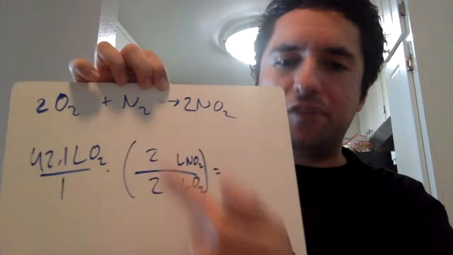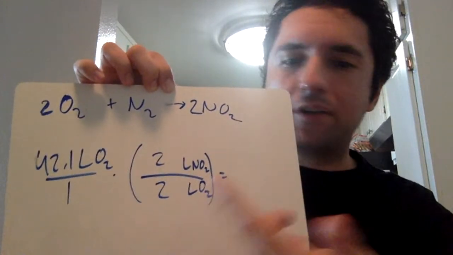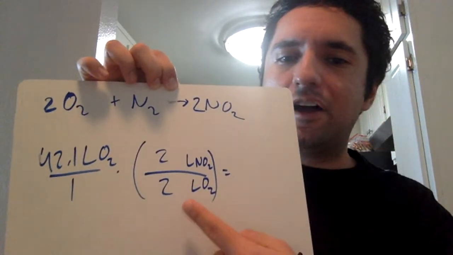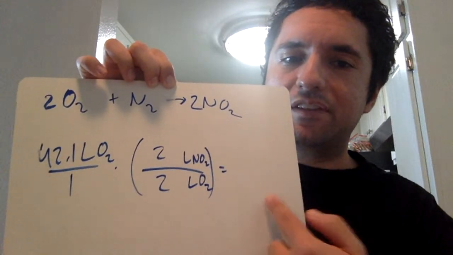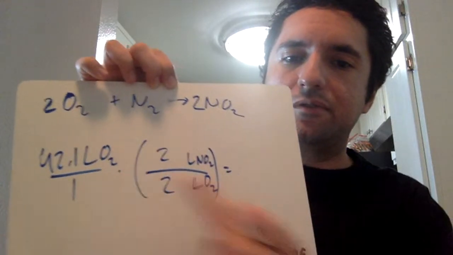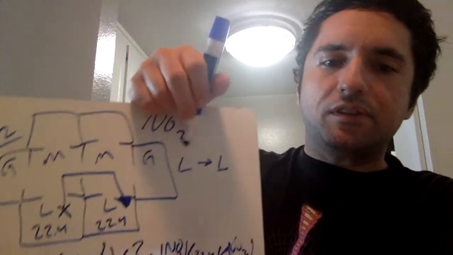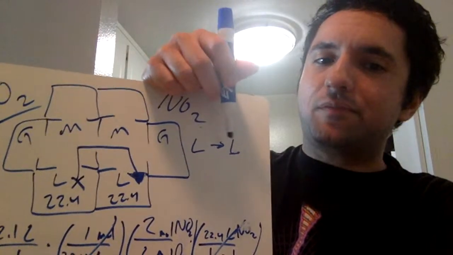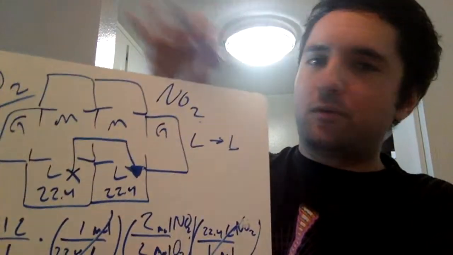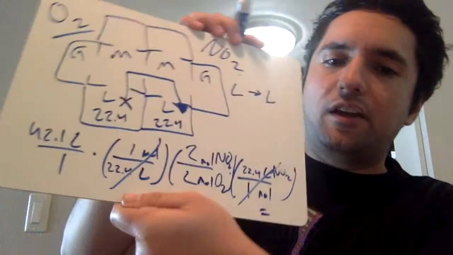It's not always going to be that way, obviously. If it was a different coefficient, maybe like 2 over 1 or 3 over 2, it would make a difference. In this case, it's just going to be the same number as the given. So again, if you're going from liters to liters, it has to be from that unit to that unit. This won't work for grams to grams or anything like that.